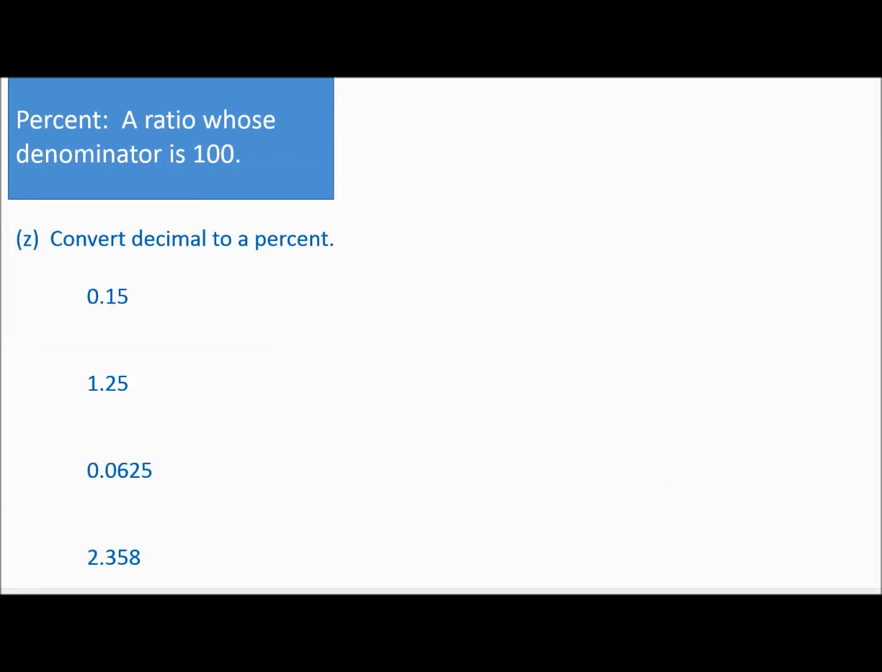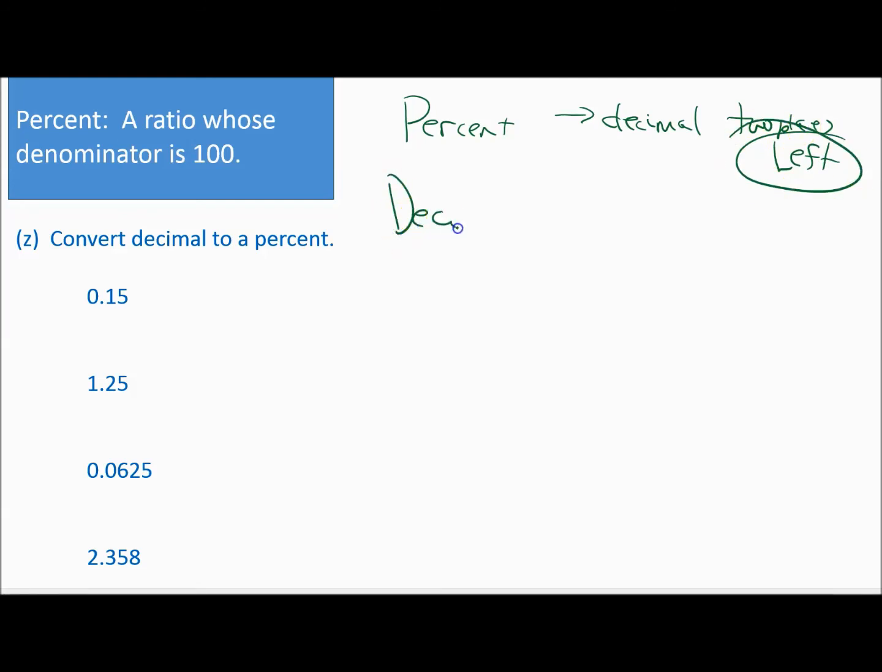Woohoo! Finally to the last page of this long-winded video. I apologize. Now, we're converting a decimal to a percent. Now remember, this is backwards. So remember when we went from a percent to a decimal, you move 2 places left. Okay, we're doing the opposite. So if we go from a decimal to a percent, we move 2 places right.